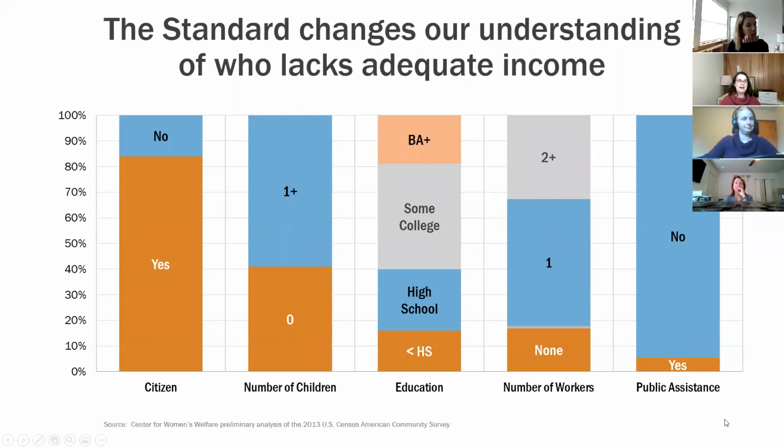So likewise, if we look specifically at the households with incomes that we've estimated to be below the standard in 2013, we find that any stereotypical assumption around who's poor is just simply wrong. Nearly 60% of households are households with children, 60% have at least some college, 83% have at least one worker, many two workers in the household, and 95% receive no public assistance.